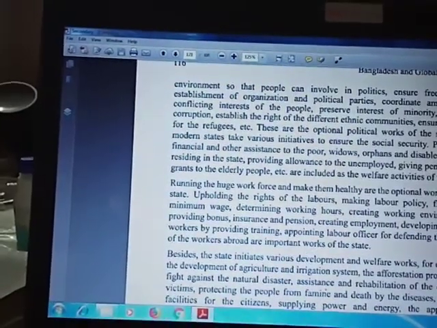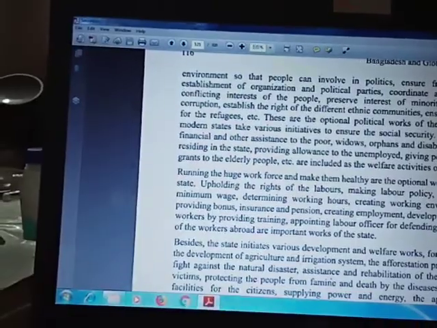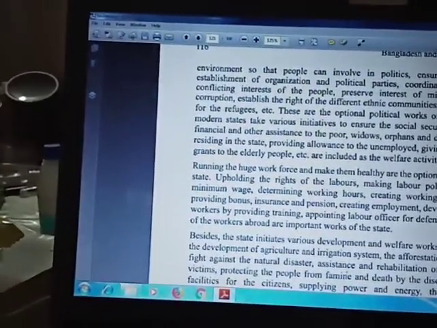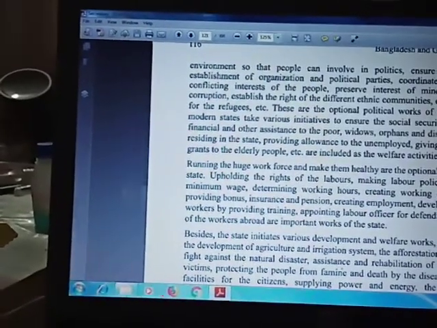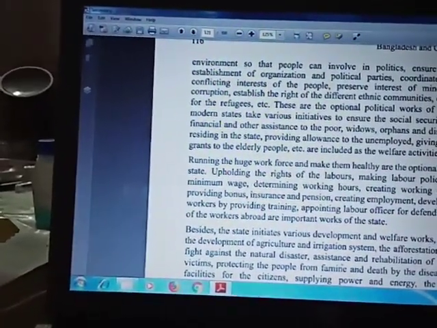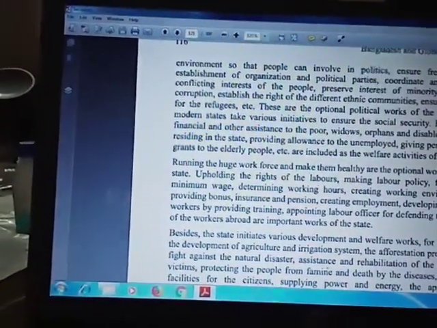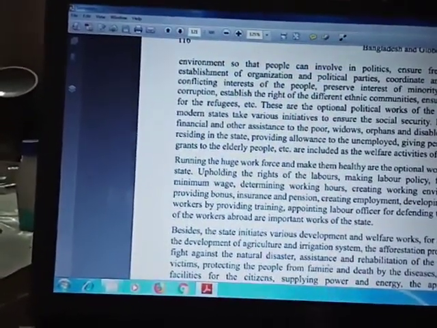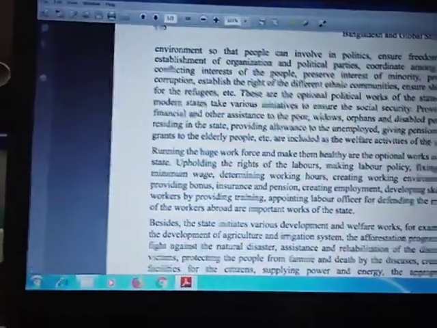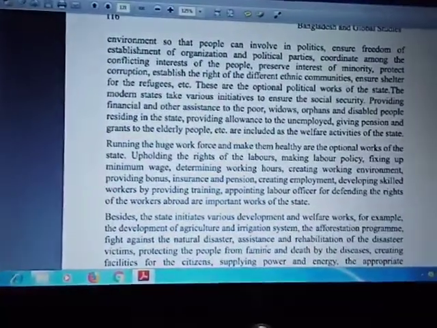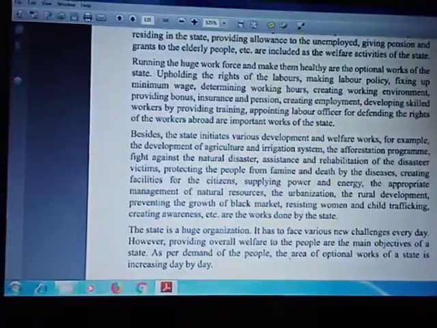The modern state takes various initiatives to ensure social security, providing financial and other assistance to the poor, widows, orphans, and disabled people residing in the state, providing allowance to the unemployed, giving pension and grants to the elderly people. These are included as the welfare activities of the state. Running the youth workforce and making them healthy are also optional works of the state.